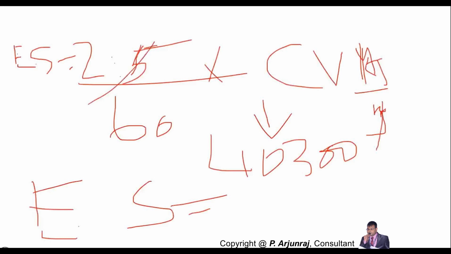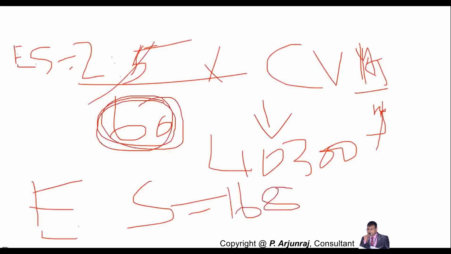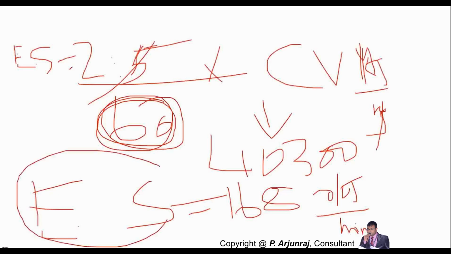Okay, so normally you want to have kilojoules per minute. So when you're taking the kilojoules per minute, you are going to divide this by 60. Okay, so what you're going to get is 1680 kilojoules per minute. This is nothing but the energy supplied. Okay, and now this is the energy supplied, 100%.